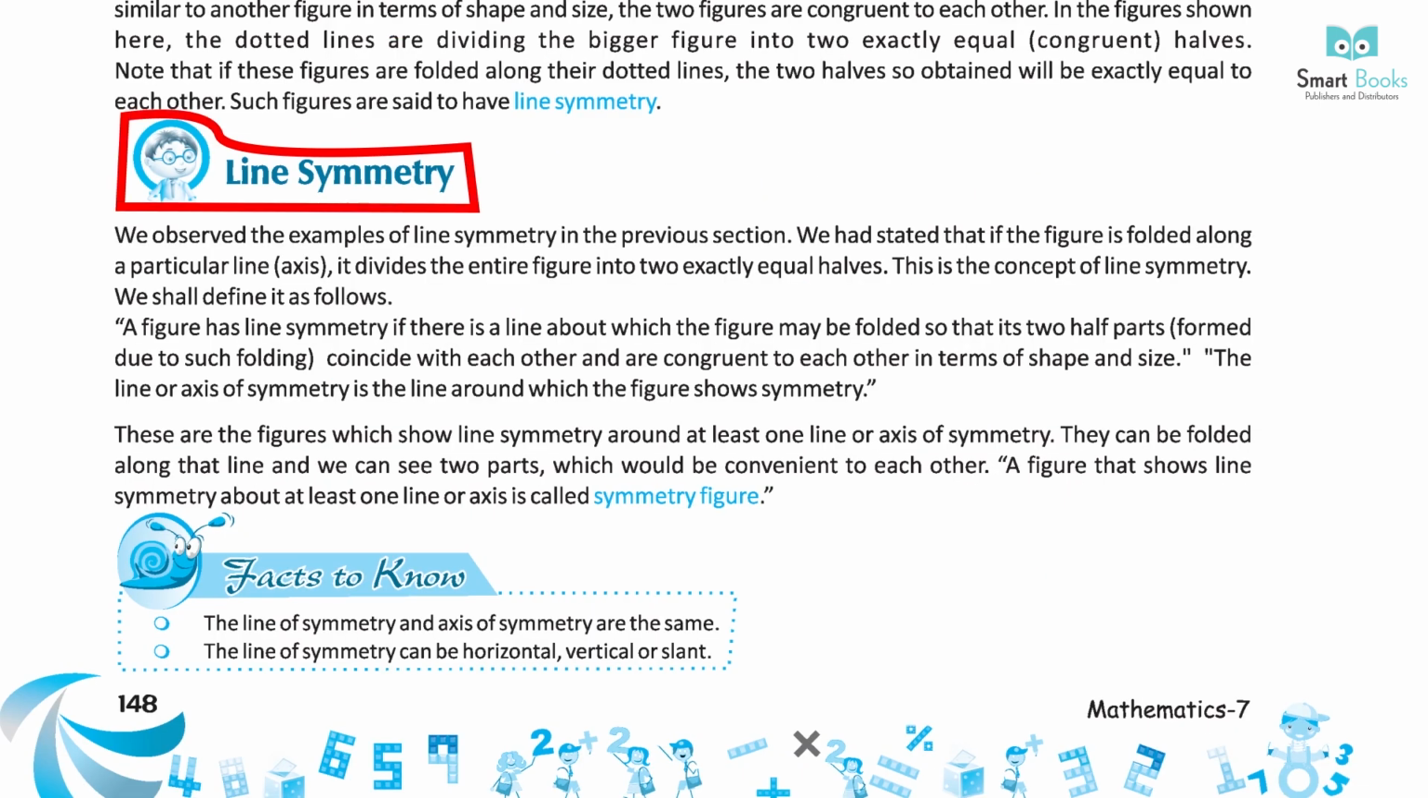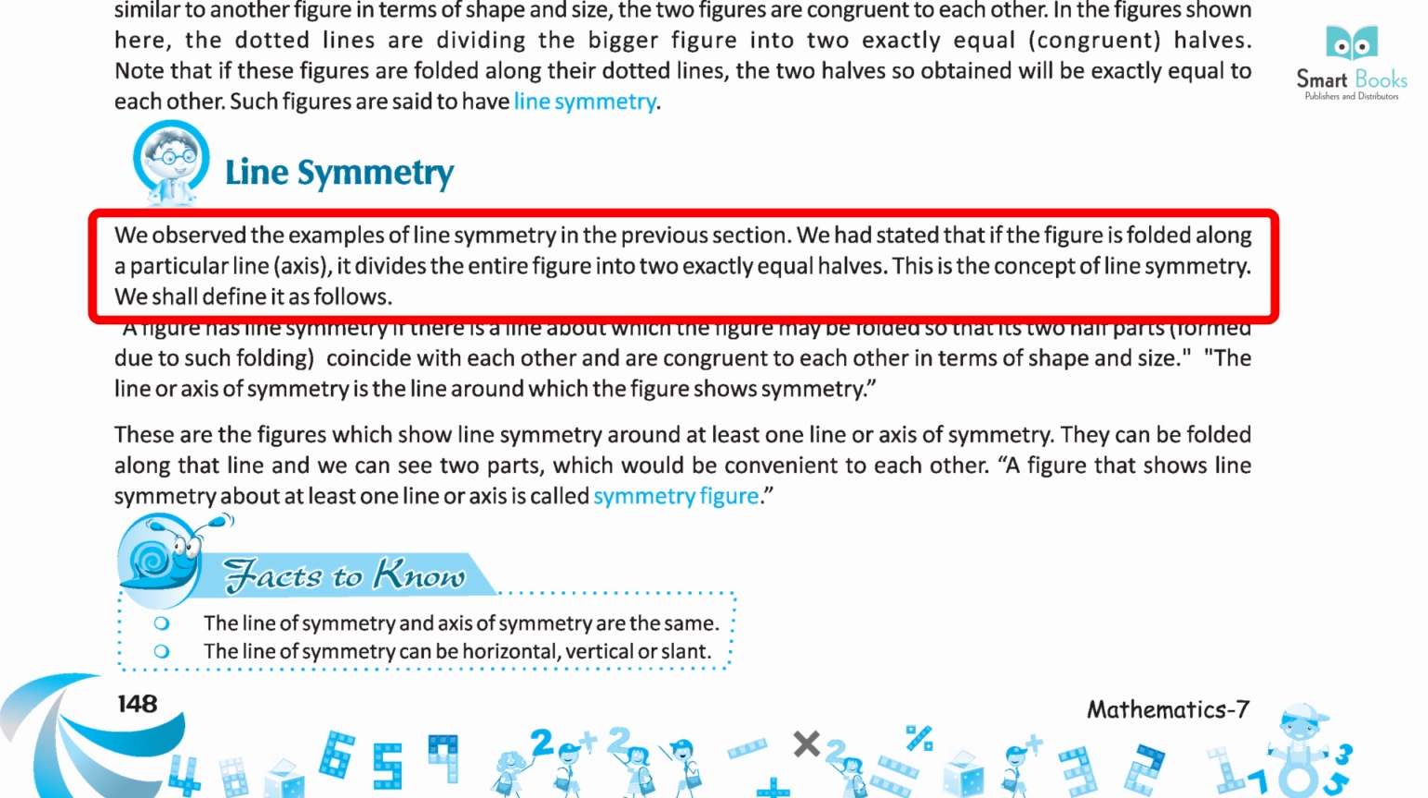Line symmetry. We observed examples of line symmetry in the previous section. We had stated that if the figure is folded along a particular line or axis, it divides the entire figure into two exactly equal halves. This is the concept of line symmetry. We shall define it as follows.